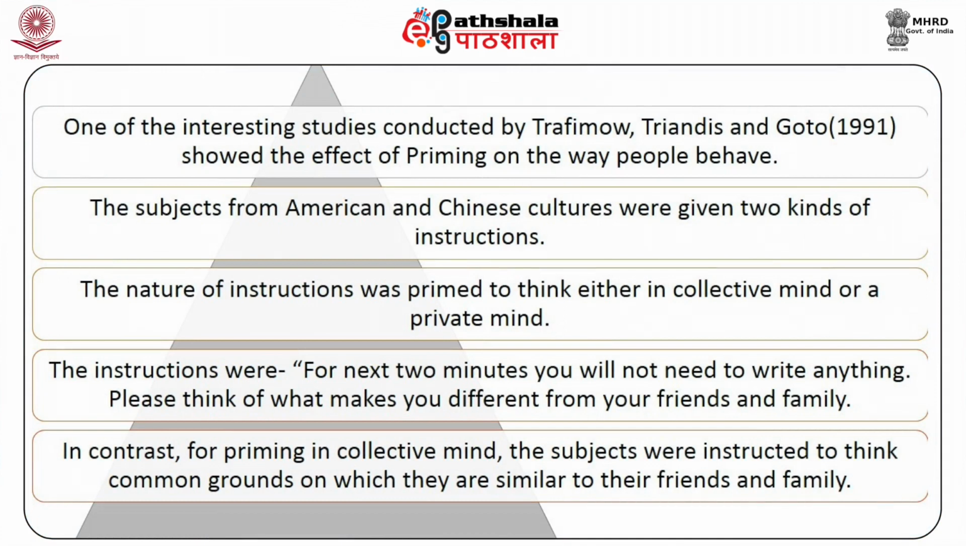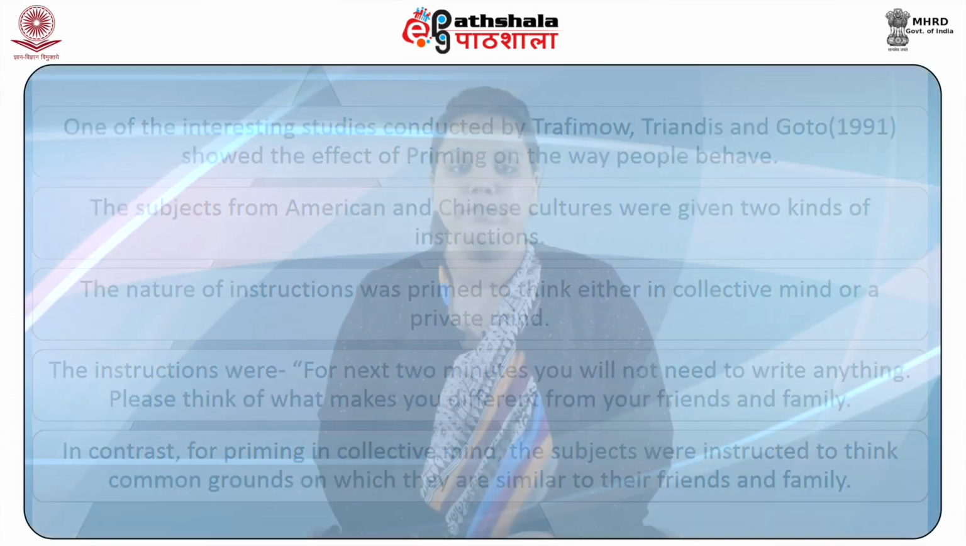The subjects from American and Chinese cultures were given two kinds of instructions. The instructions primed them to think in either a collective mind or a private mind. The instructions were: for the next 2 minutes you will not need to write anything. Please think of what makes you different from your friends and family. In contrast, for priming the collective mind, the subjects were instructed to think of common grounds on which they are similar to their friends and family.